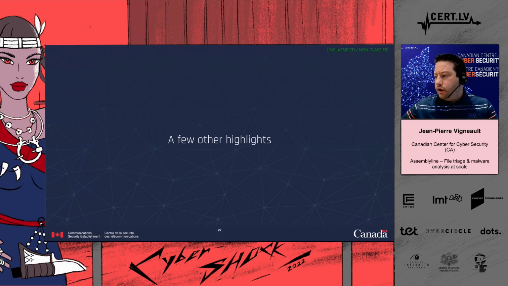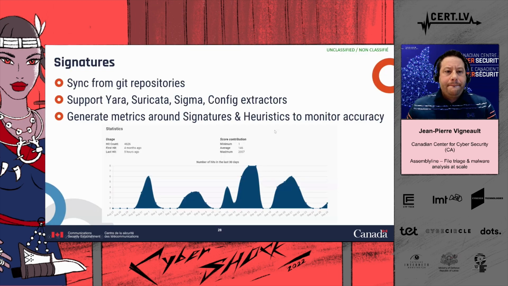So a few other highlights that Assemblyline has. I went over the analysis, but Assemblyline is a full-fledged platform to basically centralize all of your file analysis. So it will allow you to import your signatures. Signatures are pulled from a Git repository. You can use your own private Git repository or use some open source one. It supports many kinds of different signatures that will be applied at different times.